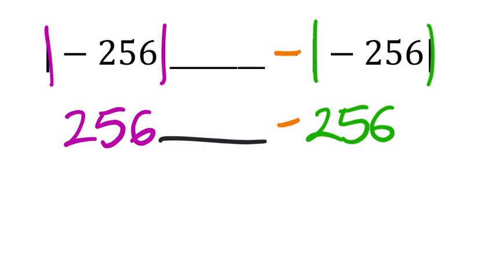One's positive, one's negative. Positive is always bigger than a negative. So in this case, this would read 256 is greater than negative 256. Be very careful on these types.